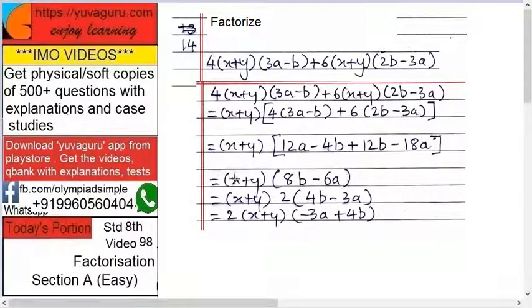Again solve this. (x plus y) into (8b minus 6a). Right? Check this. And then (x plus y) into 2 common: (4b minus 3a). Write it properly. Equals 2 into (x plus y) into (minus 3a plus 4b). So these are the factors.